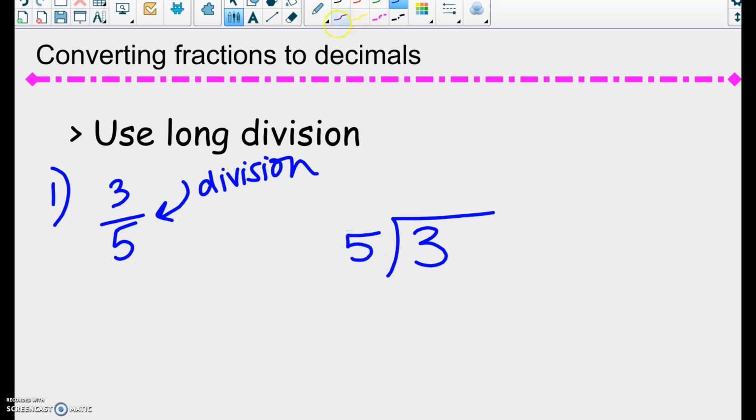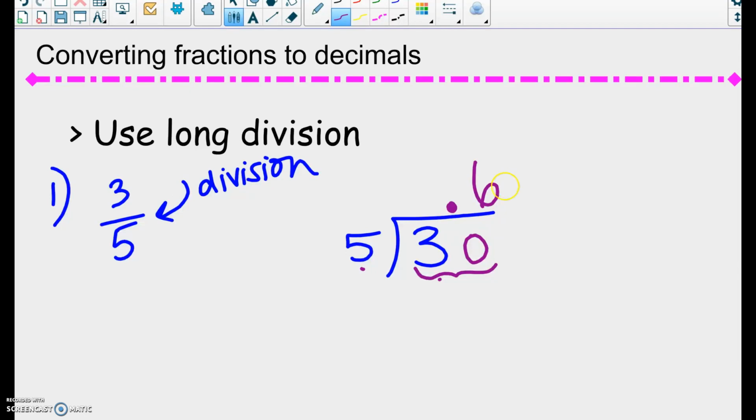If you need a little refresher on long division, the first thing you would do is ask yourself, does 5 go into 3? And the answer is no, it's too big. So I would put a decimal after the 3 and add a 0. So does 5 go into 30? Yes, it does. 5 goes into 30 evenly 6 times. So I put my number 6 up top.